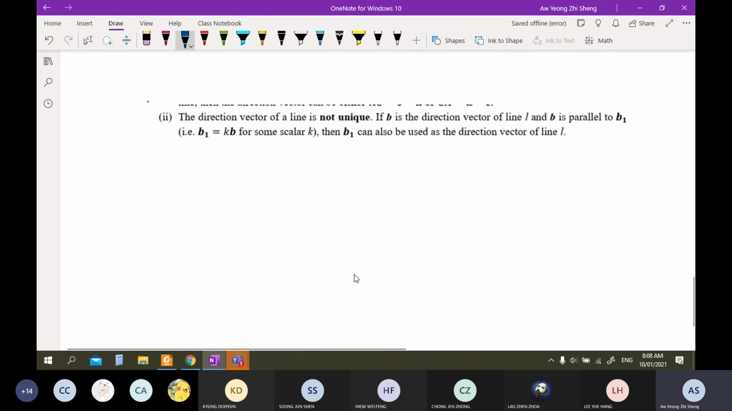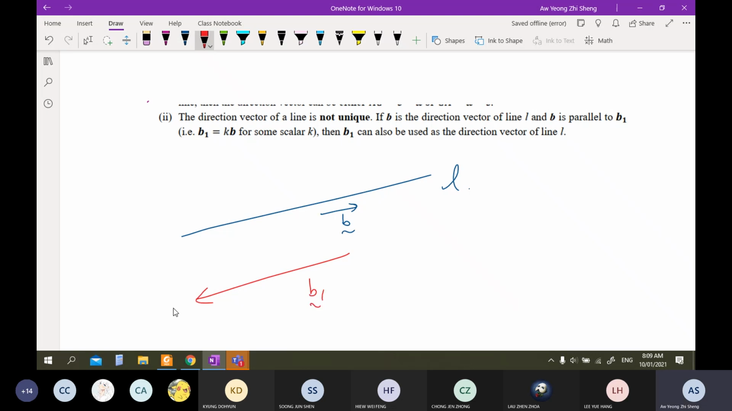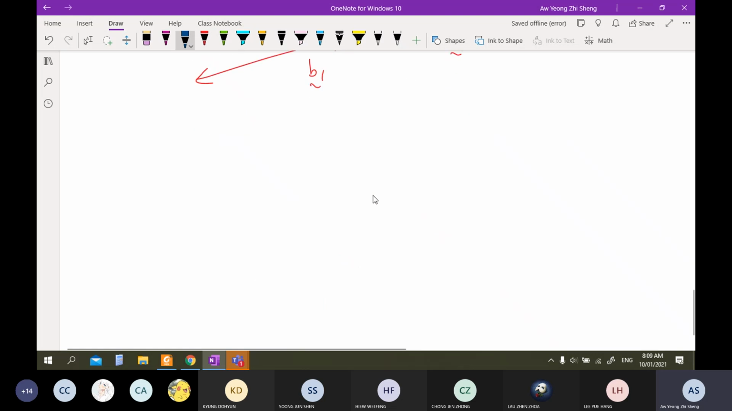So what they're trying to tell us here is that if you are given a vector B that is a direction vector of L, then the direction vector is replaceable. It's replaceable by any other vectors parallel to B. And so if I have another vector B1 in the opposite direction of B, or you have a vector, let's say B2, in the same direction as B but longer, then they are telling you you can replace B by B1 or B2 in the vector equation. So the direction vector is replaceable.